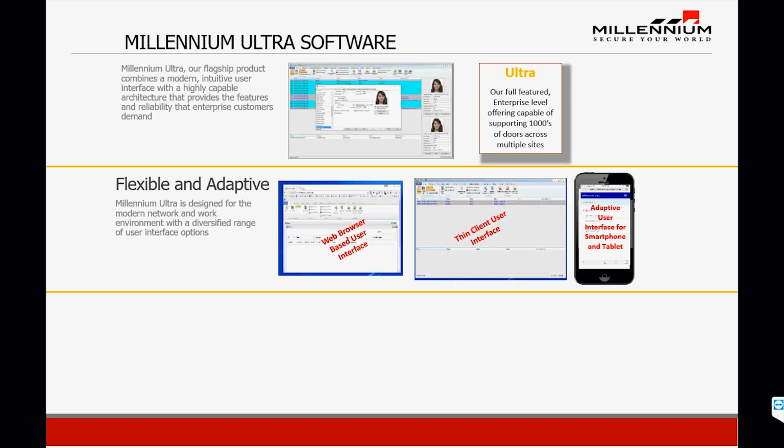Millennium Ultra is flexible and adaptive to your needs as a customer or a dealer. By default, in all Millennium Ultra versions, we do include the web browser-based user interface, the thin client user interface, and we do have an adaptive interface for smartphones and tablets. What that entails is that you'd be able to use Millennium Ultra across all platforms in a network, including Macintosh and Linux machines.